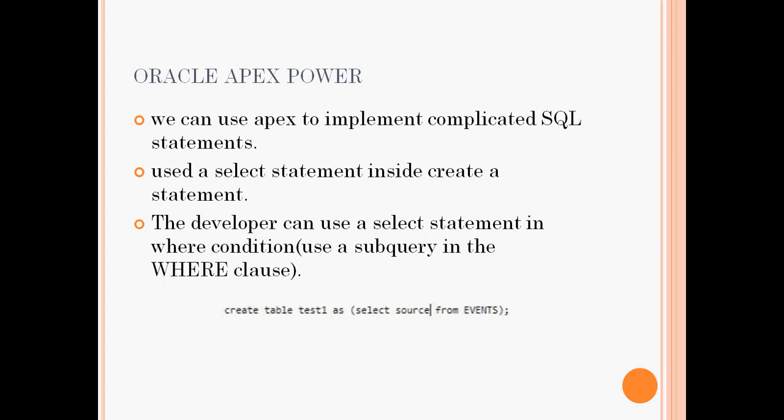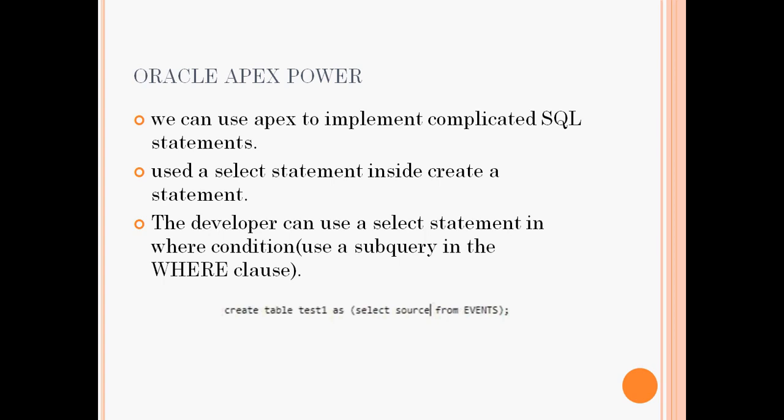Now we get to Oracle Apex's power or advantage. In Oracle Apex we can implement complicated SQL statements, like using a select statement inside a create statement. The developer can use a select statement in a where condition. This is called using a subquery in the where clause. So first, Oracle will implement the subquery, and the result of the subquery will be used in the main query.